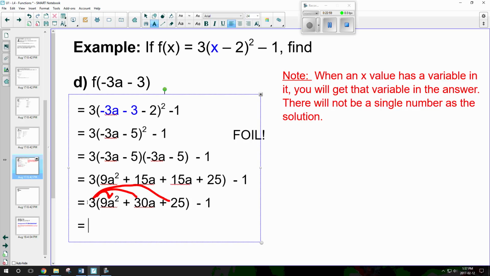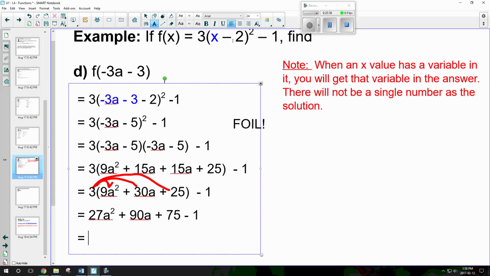So we get 3 multiplied by 9a squared, which gives us 27a squared. Then 3 multiplied by 30, we get plus a 90a. And then 3 multiplied by 25 gives us a plus 75. And then we carry through that negative 1 at the end.